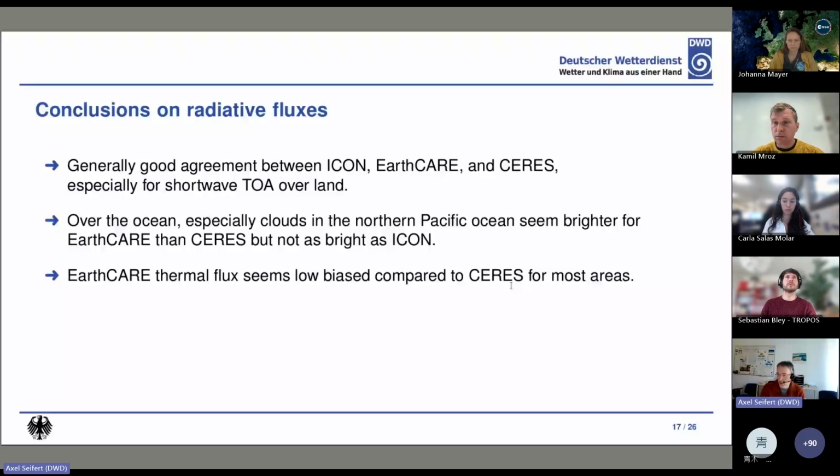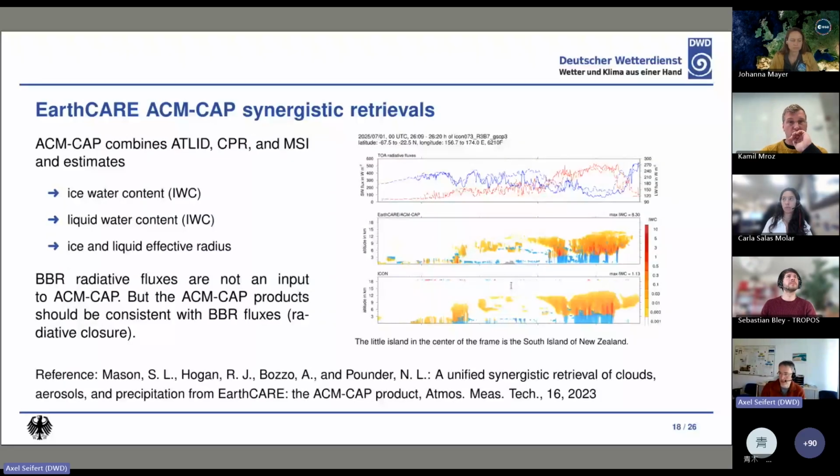Now let's look a bit more into the clouds. As I already said, for that I will use the ACM-CAP products, which combine the lidar, the radar, and the imager to retrieve some very interesting products like ice water content, liquid water content, and corresponding effective radii. The BBR is interestingly not an input to ACM-CAP, so this should give us the possibility for radiative closure, but it's important to know that the radiative fluxes are not used in the retrieval.